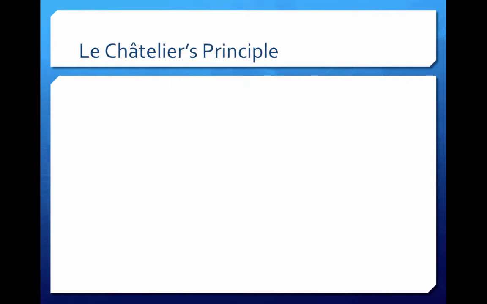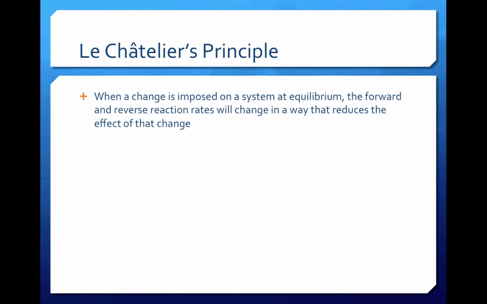Let's dive right into Le Chatelier's principle itself, and talk about what it is and what it means in terms of reactions at equilibrium. We'll start with a formal definition. When a change is imposed on a system that is already at equilibrium, meaning the system has already established that balance, the forward and reverse reaction rates will change in a way that reduces the effect of the change you imposed on the system. So if you do one thing to a system, the forward and reverse reaction rates will change to undo it.